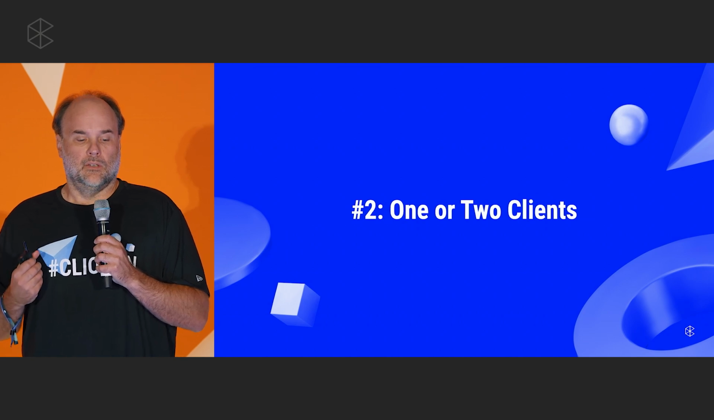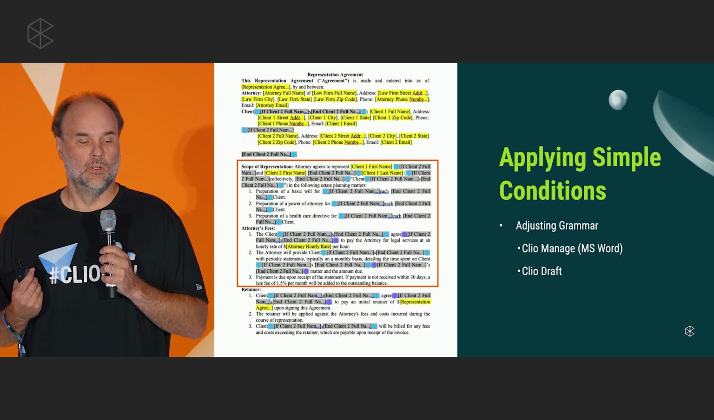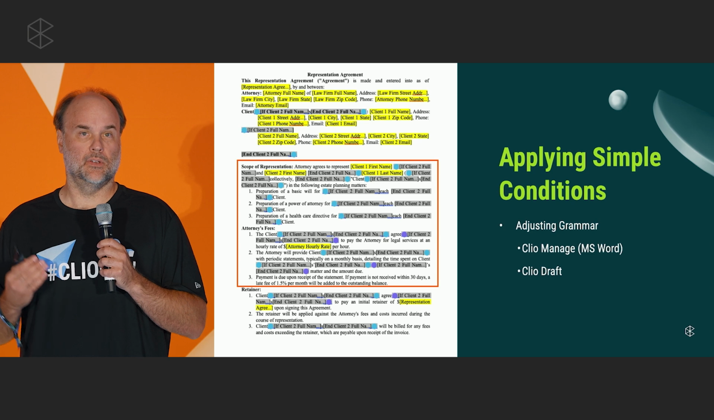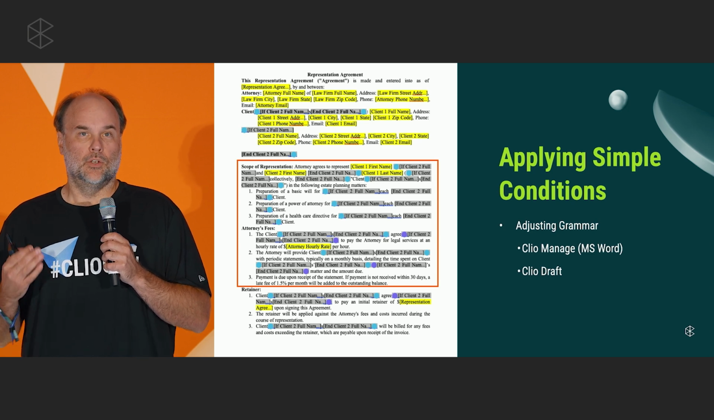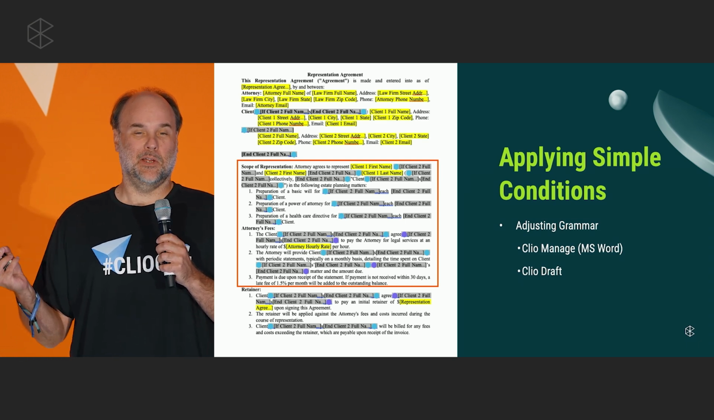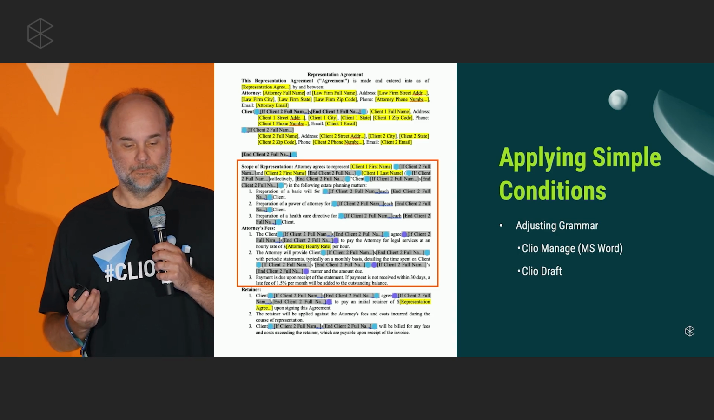The next one is 1 or 2 clients. And the big thing here is adjusting your grammar. So, attorney agrees to represent John and Sally Doe versus represent John Doe. John and Sally Doe agree. John Doe agrees. So it's an S, it's a single character, but it's a big deal, right? If you get that wrong, it doesn't look very professional.